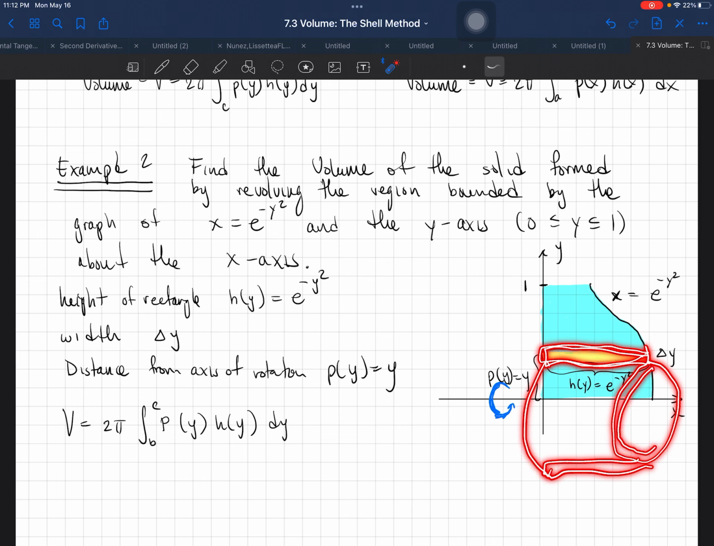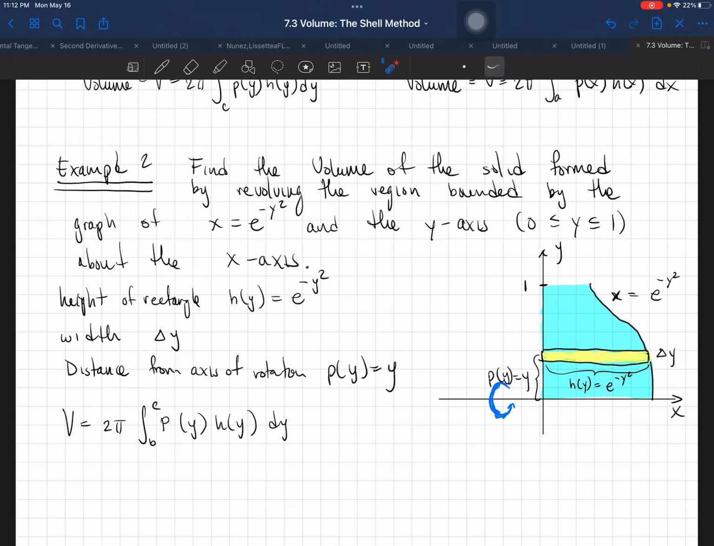Like this, right? And you're going to be adding a bunch of them, right? We're going to be adding a bunch of them. So here we go. So this is the rectangle that we're going to use as a reference.